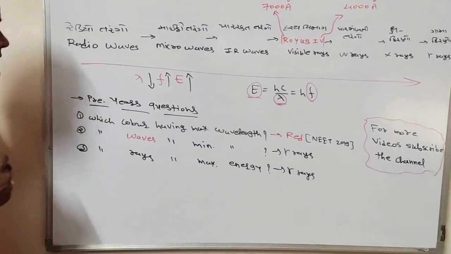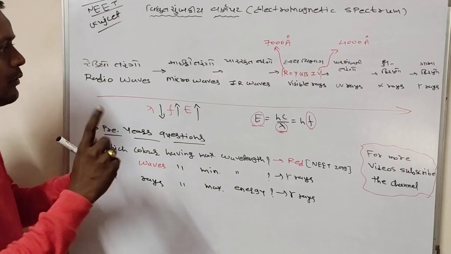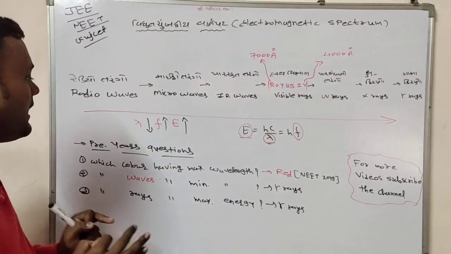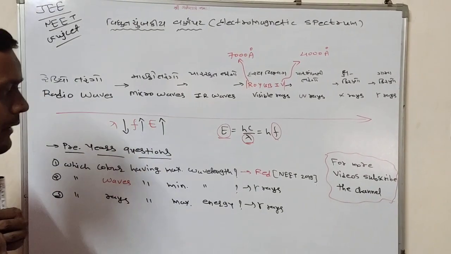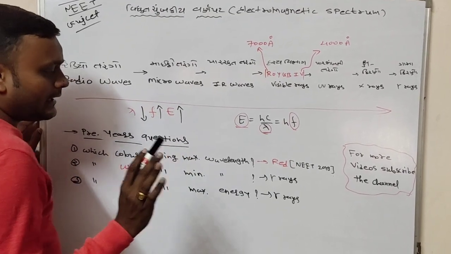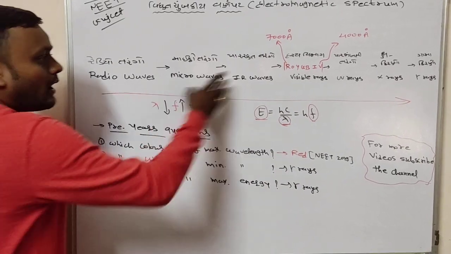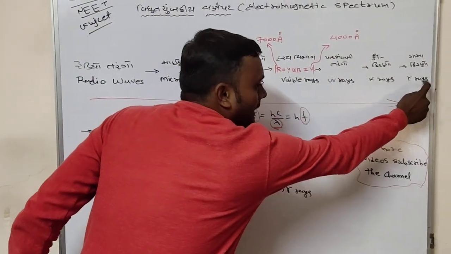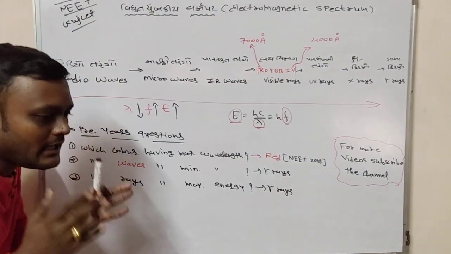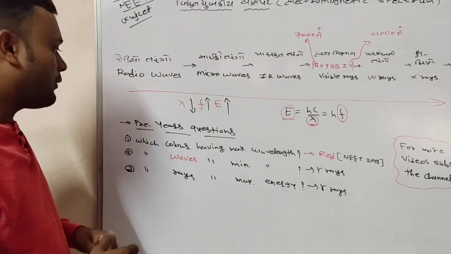What we can understand, for example, if we ask one question, among the given waves which one has minimum energy, how can we get the answer? If we know this chart, then we easily get the answer. Minimum energy means what? If we move towards the right side, gamma rays have maximum energy. But we may ask which waves have minimum energy. So what is my answer? Radio waves. In this way you can solve.